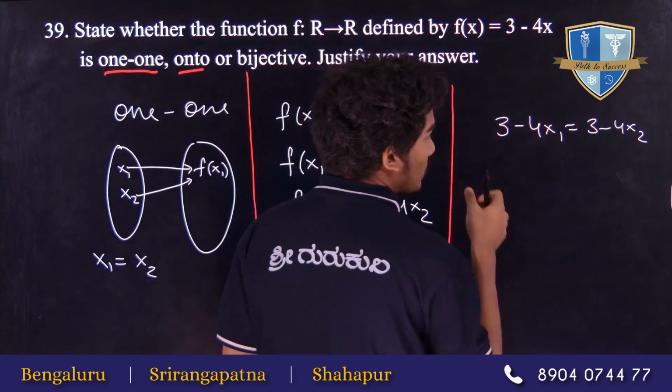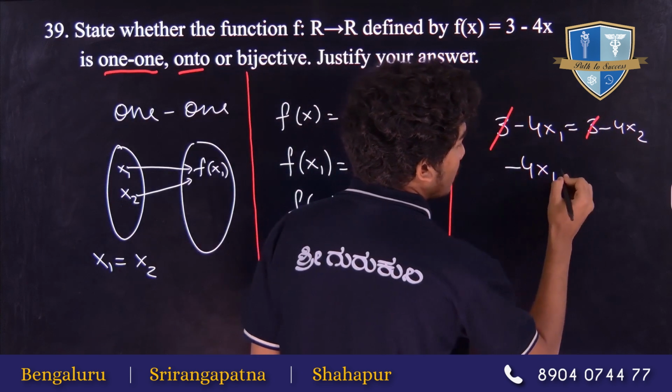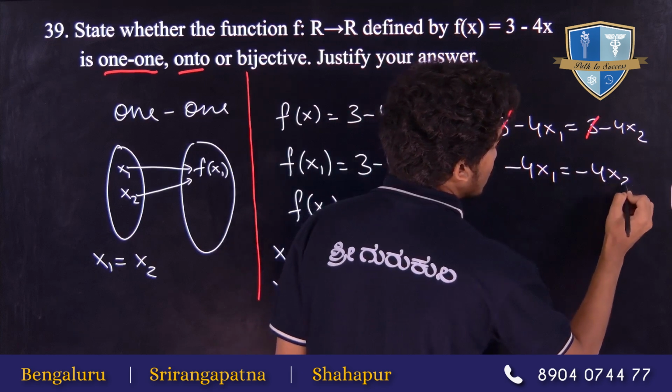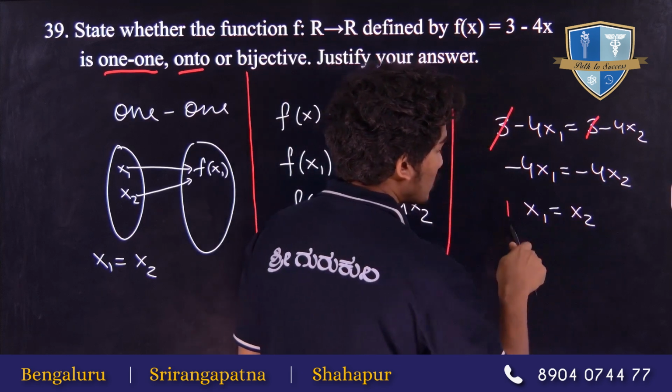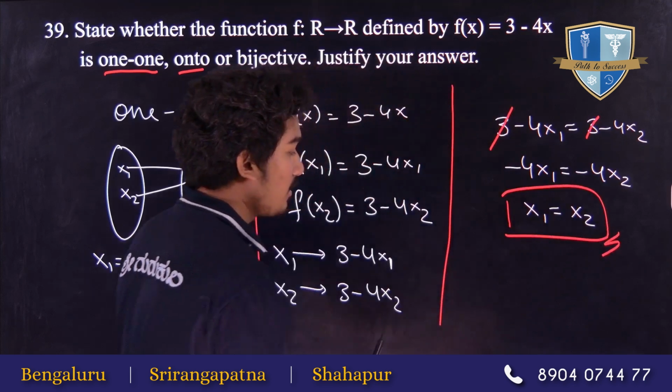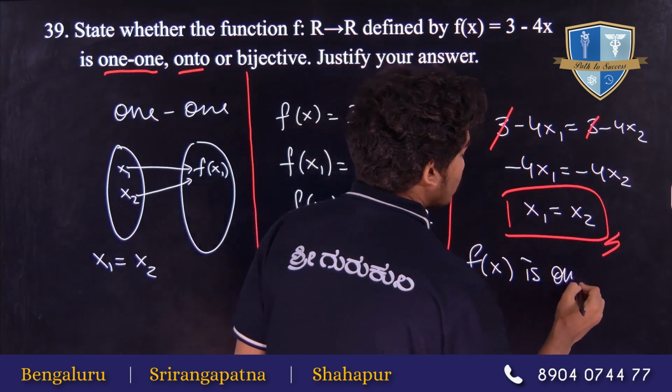So let's see if x1 is equal to x2 or not. 3 and 3 will cancel out, which means minus 4x1 is equal to minus 4x2. Minus 4 and minus 4 will cancel out, so x1 is equal to x2. So yes, this function is a one-one function. f of x is one-one.